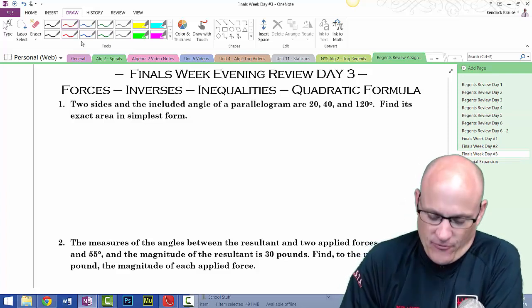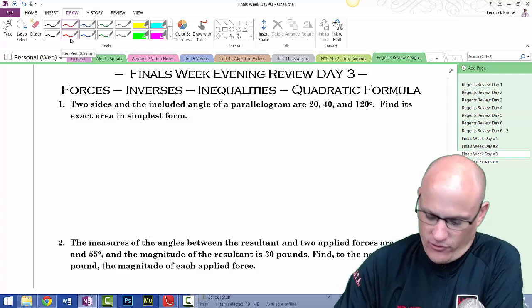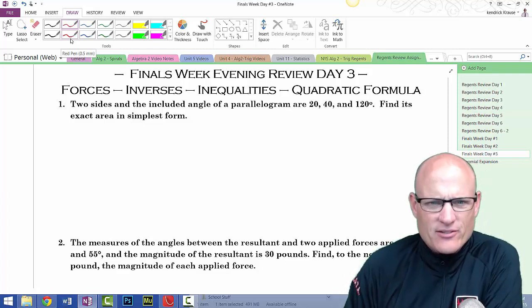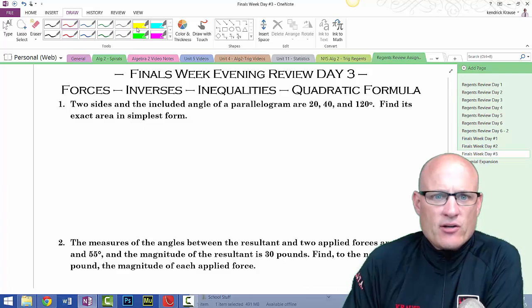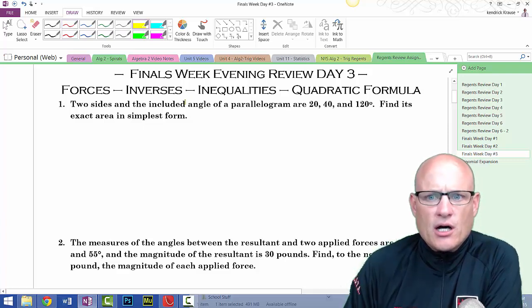We're going to start with a forces question. Although it doesn't say forces, it really is a forces question. This is a tricky question, and you want to bring your highlighter to school. This is a great opportunity for highlighters and colored pens.